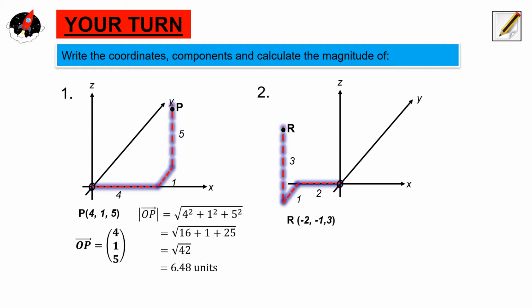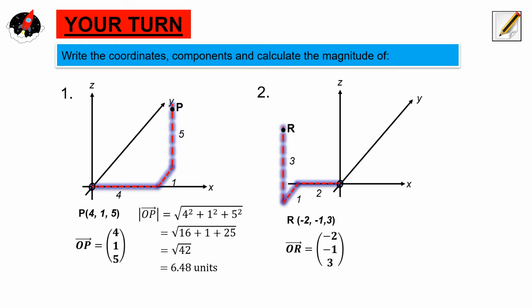If we look at the second example, here from the origin we need to go 2 to the left, so remember that's the negative direction. We need to come 1 back, so again that's the negative y direction, and then we're going 3 up, so that's the positive z direction. So that gives us a coordinate of -2, -1, 3. Likewise, the component vector of OR then would be -2, -1, 3.